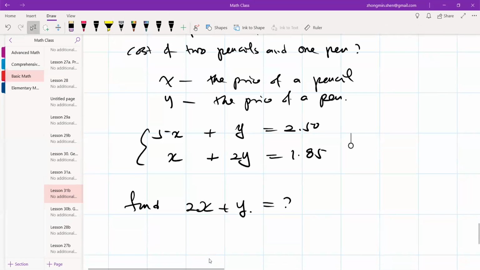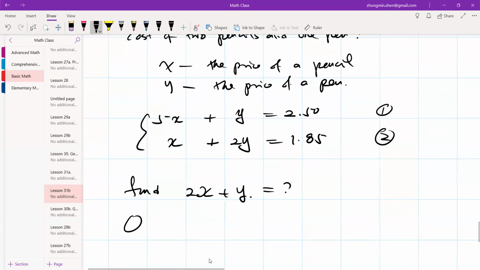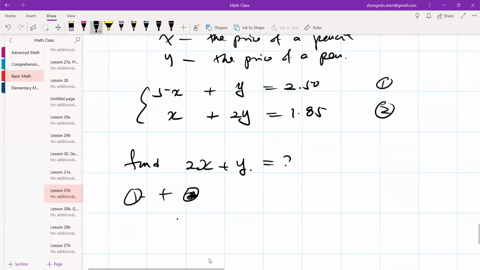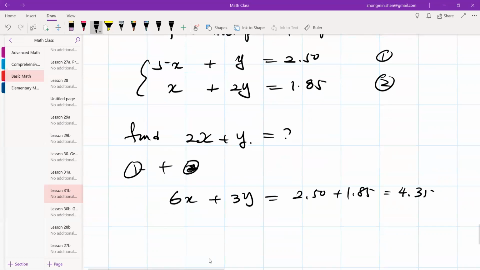So the easiest way to solve this problem is just equation 1 plus equation 2. Then you will see that the left hand side gets 6x plus 3y equals 2.5 plus 1.85. Now you can add them together. I think it's 4.35. Okay, yes. So 6x plus 3y, if you take the factor of 3 out, is 3 times 2x plus y, so 2x plus y is 4.35 divided by 3, which is 1.45. Okay, this will be the answer.